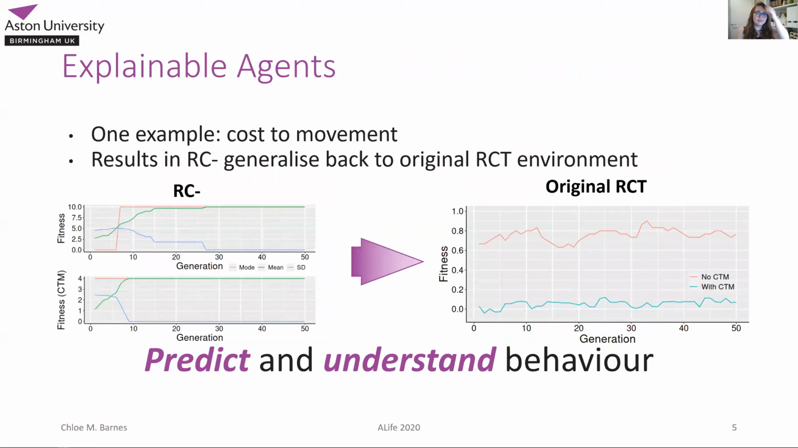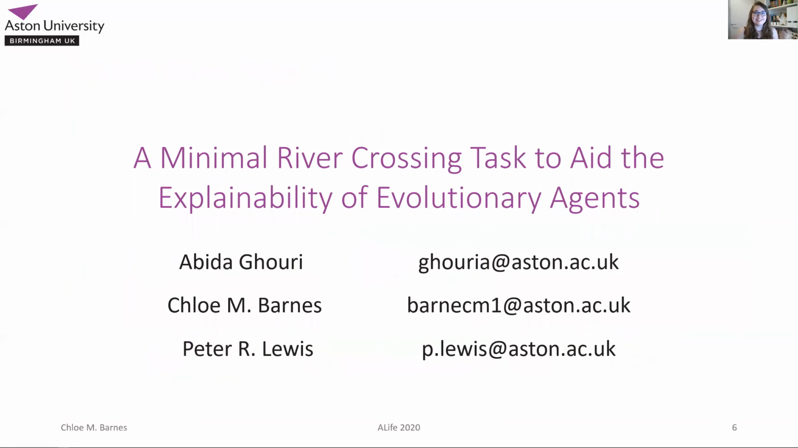And what this means is that our agents are explainable. The example that we've looked at, the cost to movement, we can see exactly why agents behave in the way that they do. And this means that we can actually generalize the results from the RC minus, the minimal task, into the original river crossing task. So we can predict and understand the behavior of our agents. And that's a whirlwind tour of our paper.